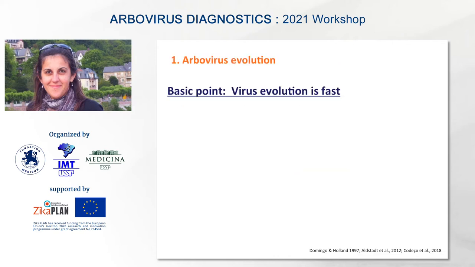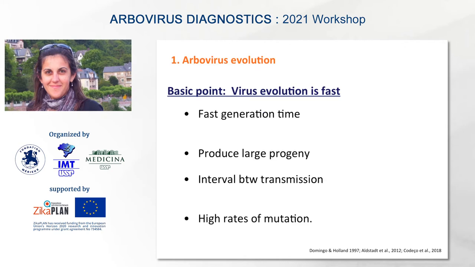Before we go through sequence analysis and phylogenies, we need to know some particularities of the organisms we are working with. First, the basic point, the most important concept, is that viruses evolve fast. Among the reasons, we can mention the generation time. To have an idea, RNA viruses replicate very fast, and some of them can produce up to 10,000 particles from a single infection in a 10 hour period.